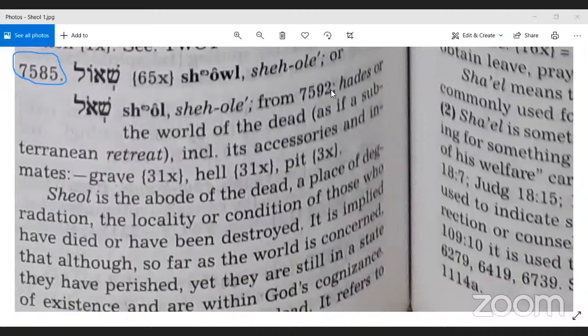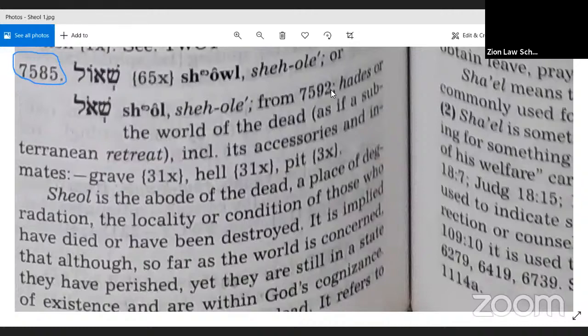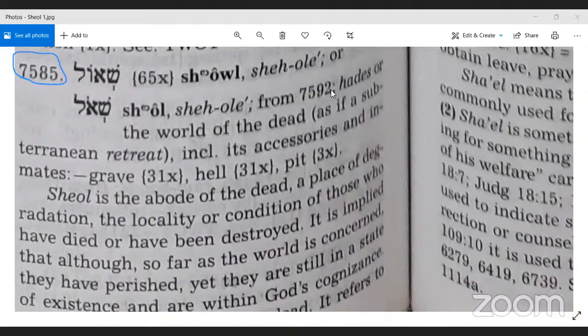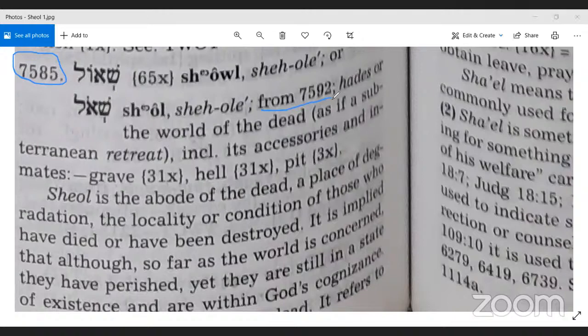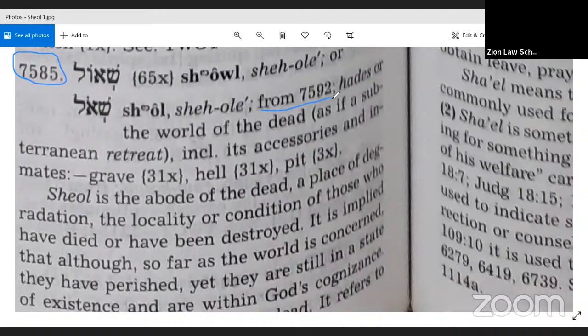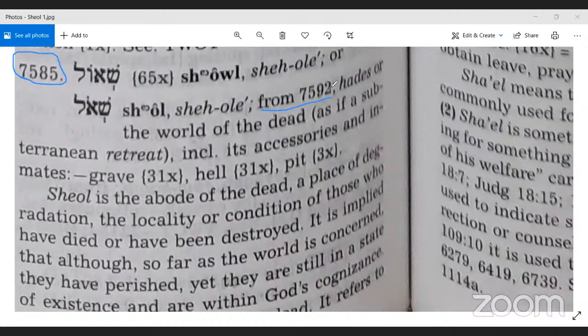I see it here, 7585. And then on the side, it says 7592. But what you're reading, I don't see. Yeah, it's not on the screen. Oh, okay. I'm reading it out of the book. I'm reading out of the Strong. So if you have your Strongs, you can pull it out. So if you're in the audience and you have your Strongs. Yep, let me go get my Strongs. Okay.